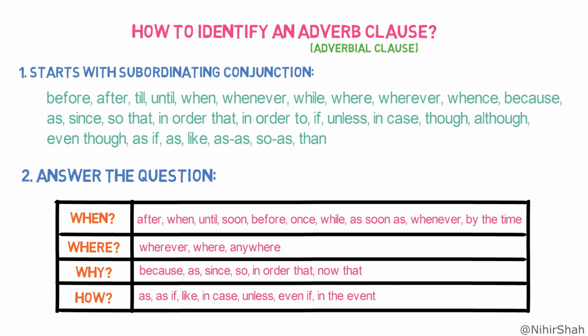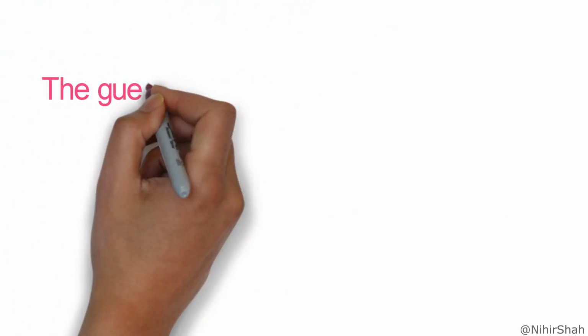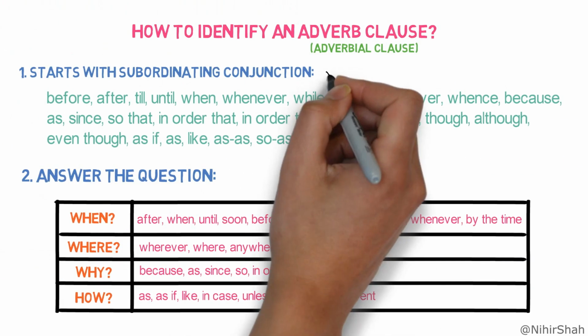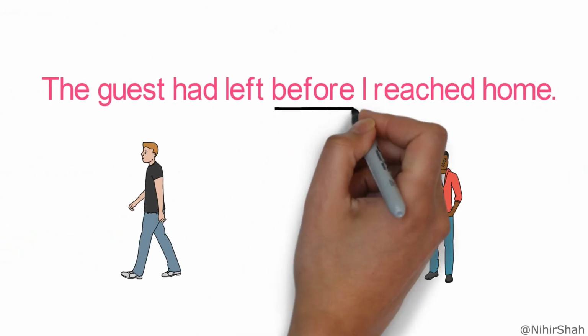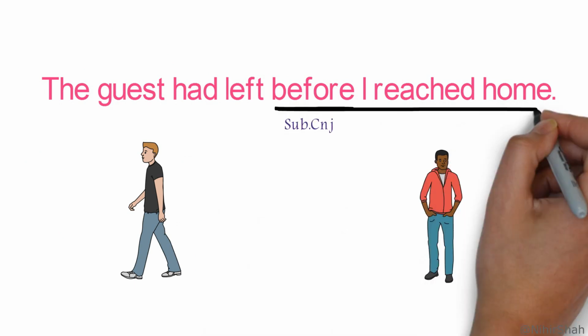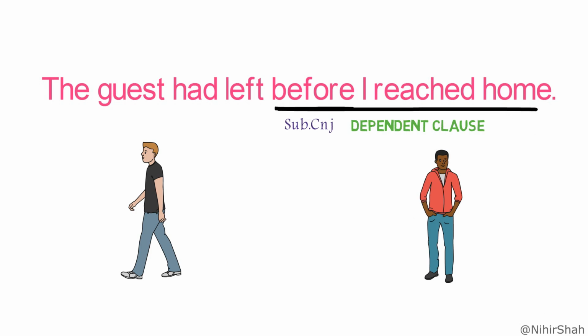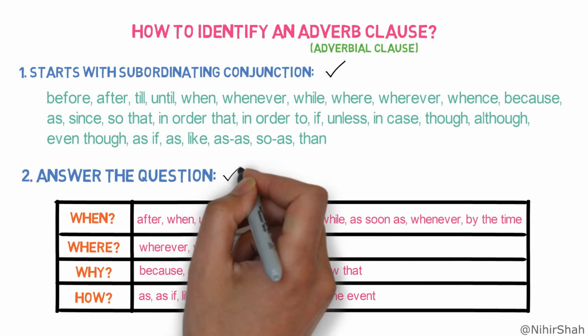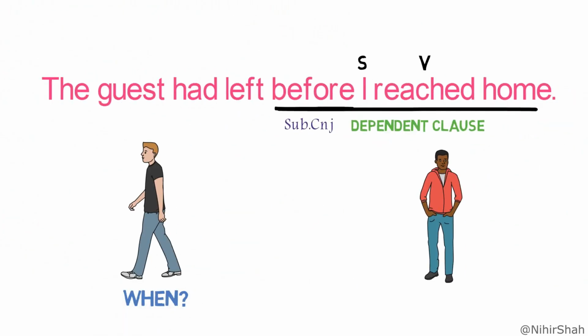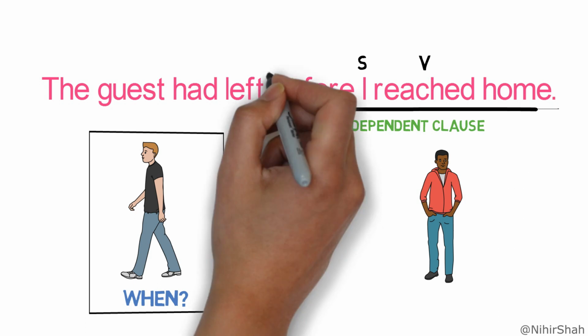Let's look into an example to understand these steps. The guest had left before I reached home. The first step is to identify the conjunction. Here, before is used as a subordinating conjunction, and the entire group of words before I reached home is a dependent clause as it has a subject and verb and a meaning of its own. Now, with step 2, we can confirm if it's an adverb clause or not. When did the guest leave? Before I reached home. As the entire group of words is describing when an action happened, it's an adverb clause.